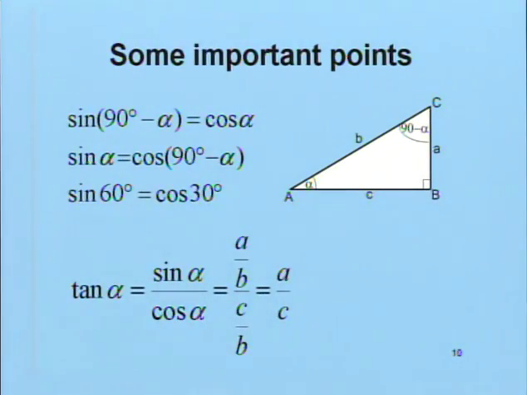Tan alpha is equal to sine alpha divided by cosine alpha. And sine alpha, from that diagram, you will see is equal to A over B, divided by the cosine of alpha, which is C over B. So A over B divided by C over B will give us A over C.